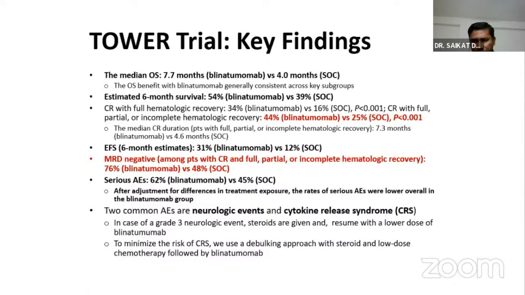So most of the patients who went to CR are MRD negative. The most important adverse effects seen with blinatumomab are neurological events and cytokine release syndrome. Blinatumomab is given as a continuous infusion for 4 weeks.